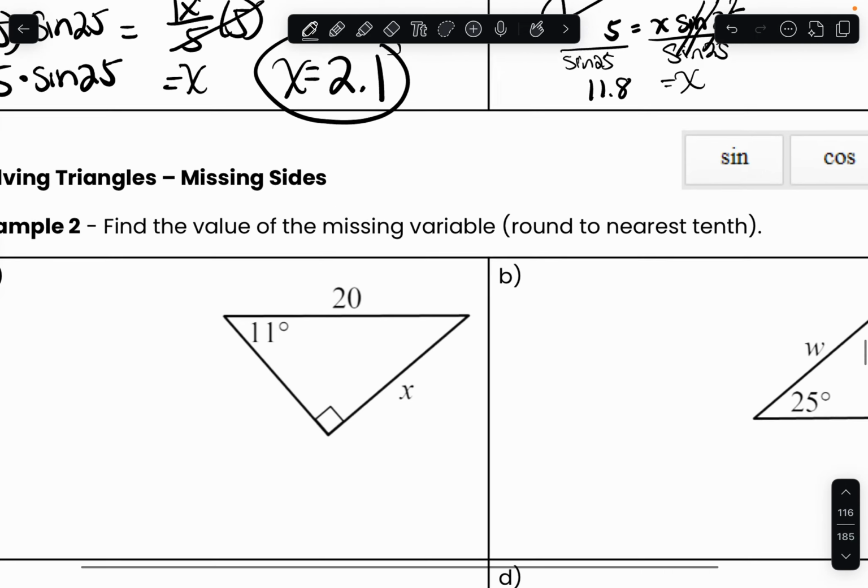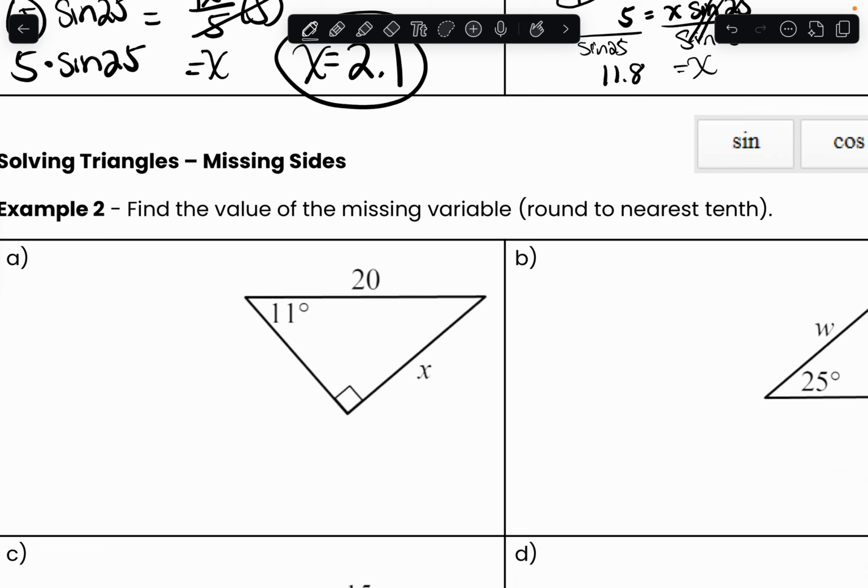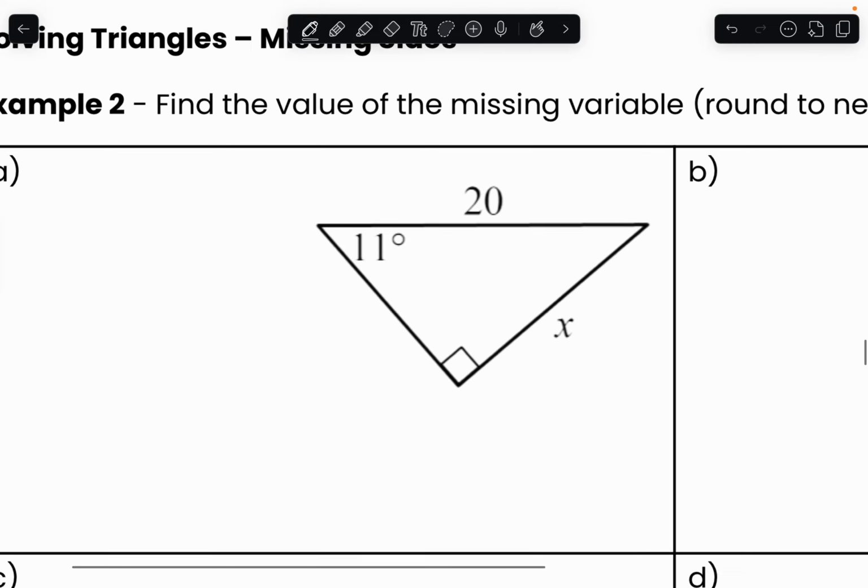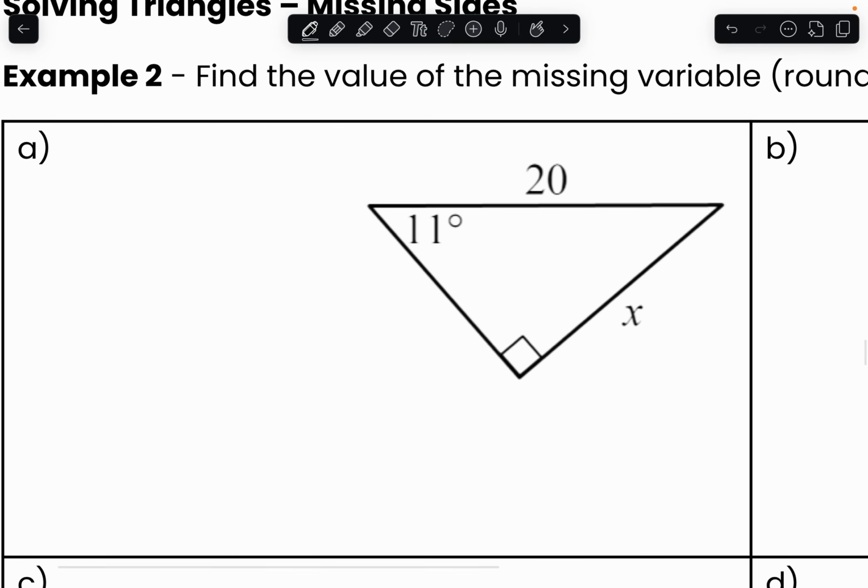Okay, let's continue to do one more. But this time we're doing it with an actual triangle. Now in the previous questions, the question was set up for us. Now in this one, we have to learn how to set up the question using the triangle. Now my first step here will always be finding where my reference angle is. This is my reference angle.